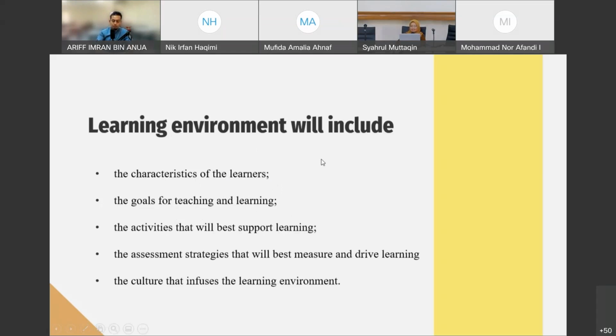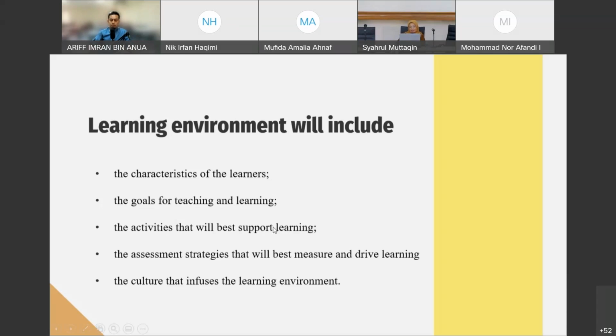And then the learning environment itself also includes the goals for teaching and learning. And then the goal for teaching and learning has been set by the teachers, and then it should be done during the teaching and learning process. And then the activities that also will best support the learning. How can the teacher vary the activities when they carry out the teaching and learning process in class and also outside of the class, if it is possible?